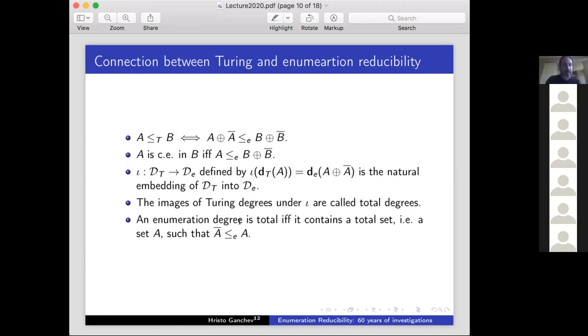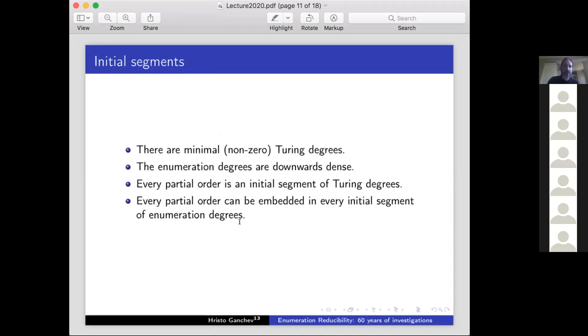Right, so as I was saying, Turing reducibility and Turing degrees are better studied than enumeration reducibility. And I think that this is mainly because they were invented first. Here is a little parallel between Turing and enumeration degrees. There are minimal non-zero Turing degrees. The enumeration degrees, on the other hand, are downwards dense. So in the Turing degrees, there is a degree which is strictly above zero, but between zero and this degree there is nothing. And in the enumeration degrees, this is not true.